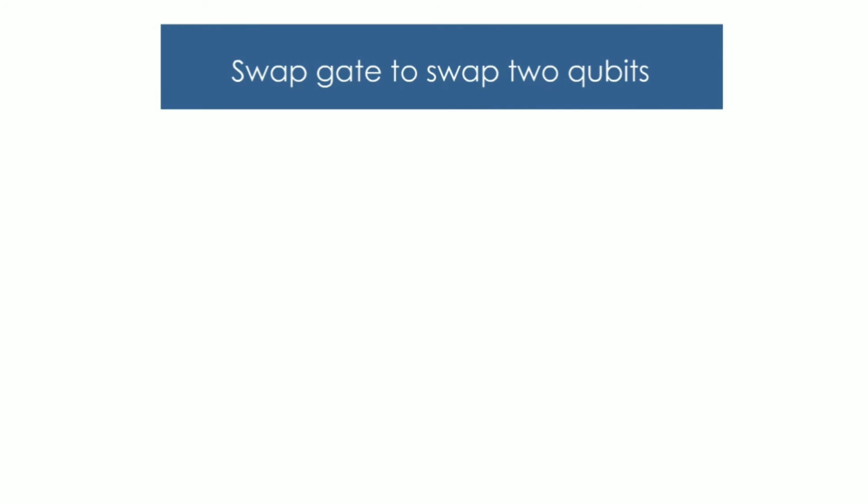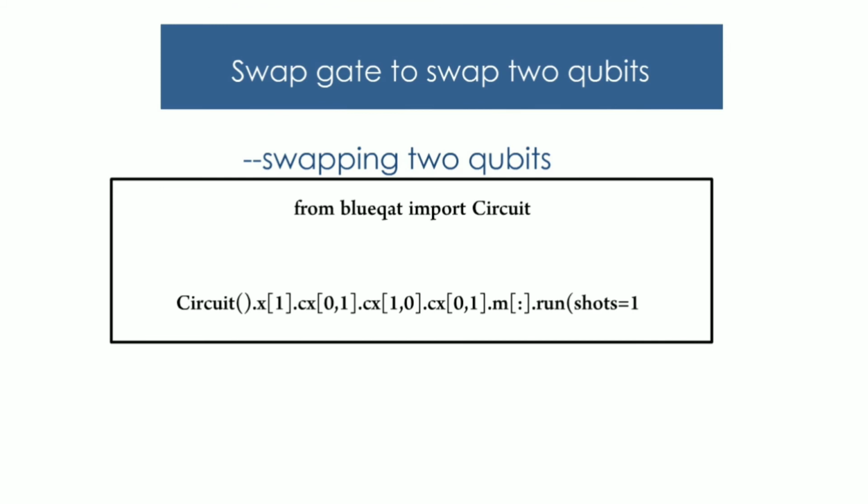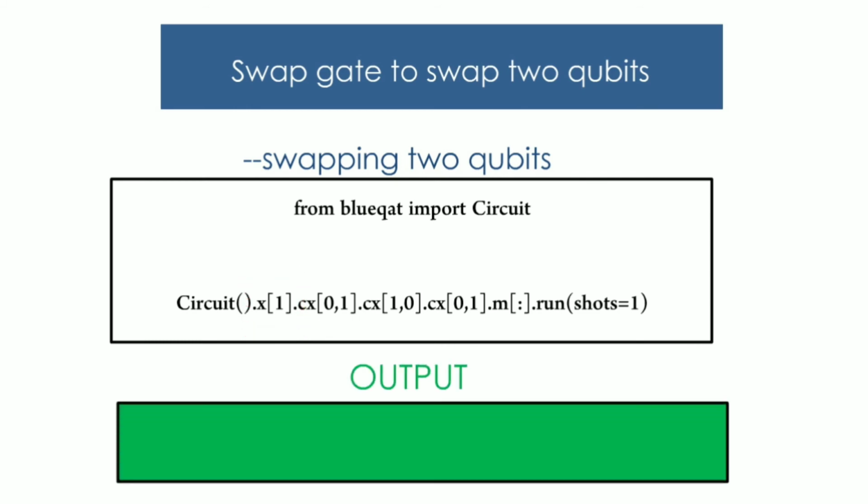Let us again try to swap 2 qubits. In this case, we will be making a small change. Instead of applying the X gate to the first qubit, we will be applying the X gate to the second qubit. And if we run this code, we will get the output as 1 0.